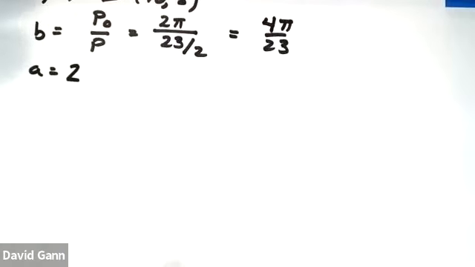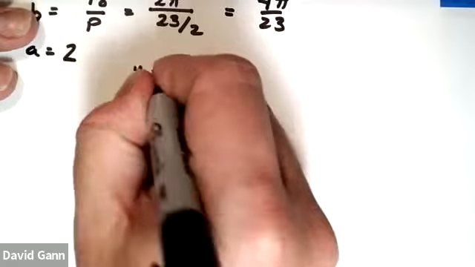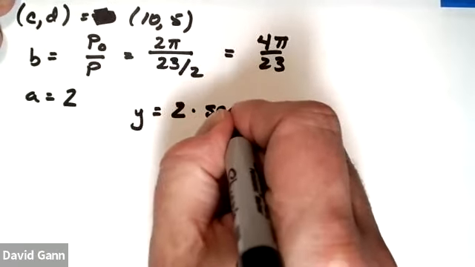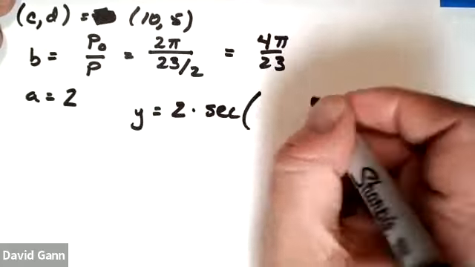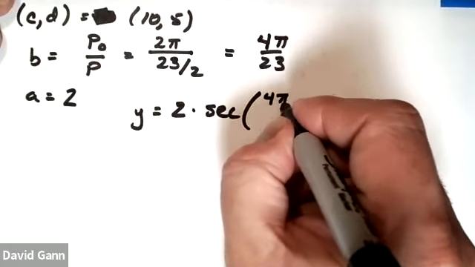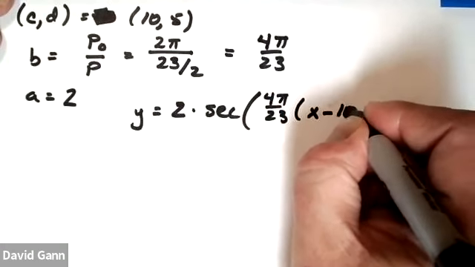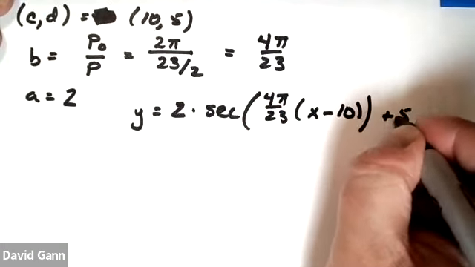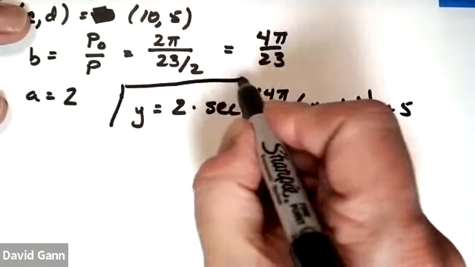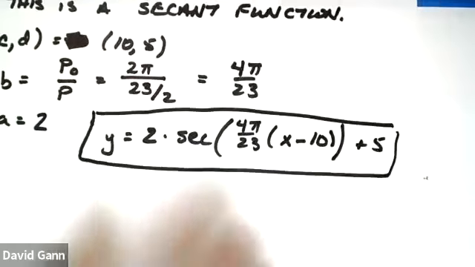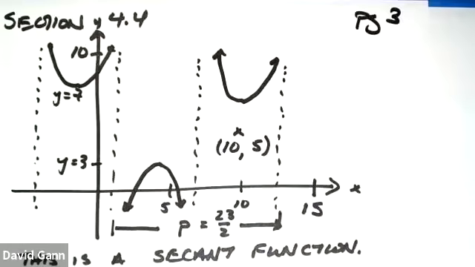And so now to write the equation, we have Y is equal to A value, which is 2, times secant of 4 pi over 23 times X minus 10, plus 5. And so more or less, just by some guesstimation on our part, that is the equation of this function.